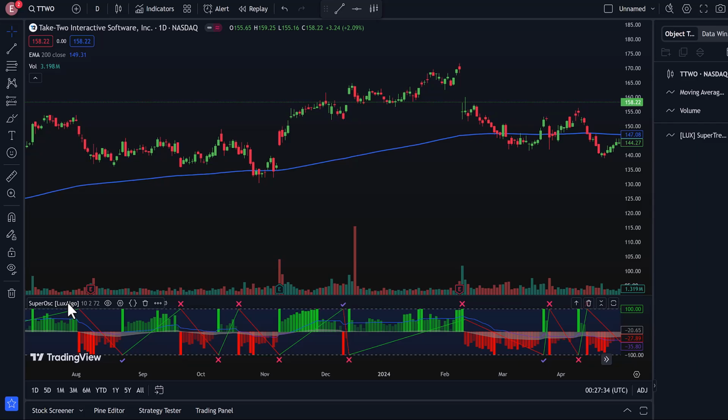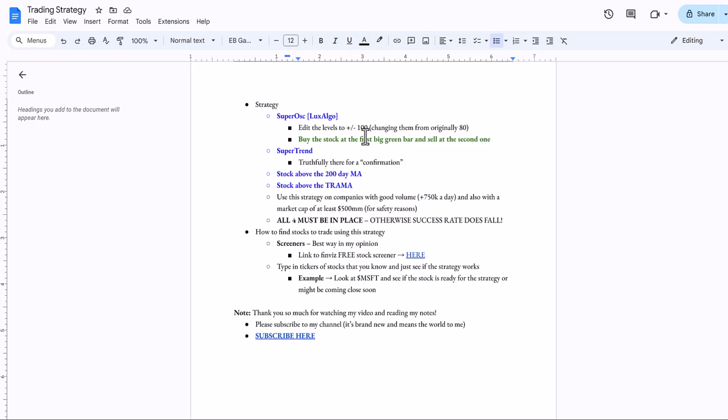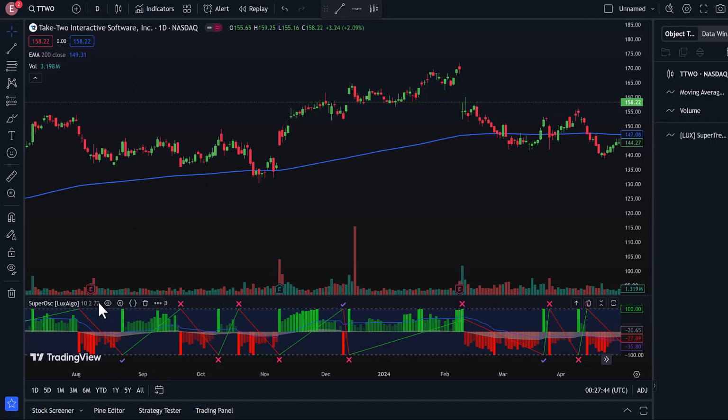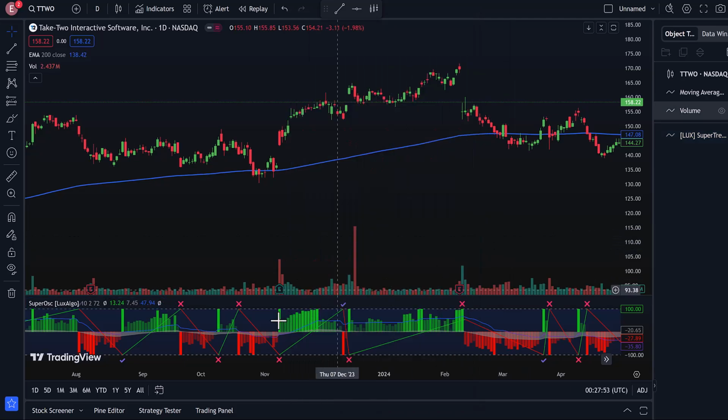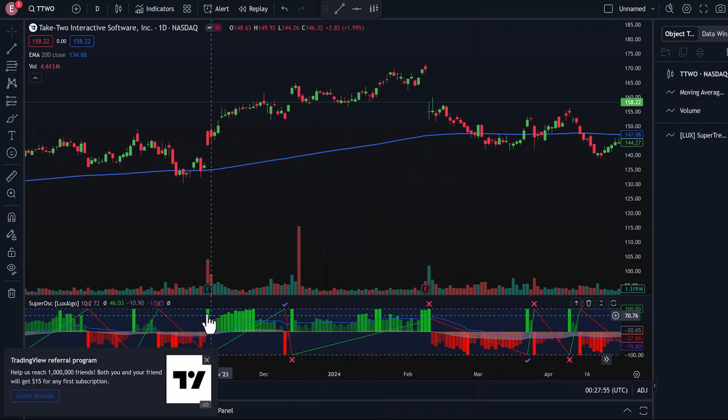You just have to do something that might cost you 20 seconds of your life. So you want this, and as I said, you want to change the levels to plus minus 100. I'm going to show you how to do that. You just go to settings on the indicator, go to style, and change these to 100 and minus 100. They're originally 80 and minus 80. And to do this, you get these bars all the way up.